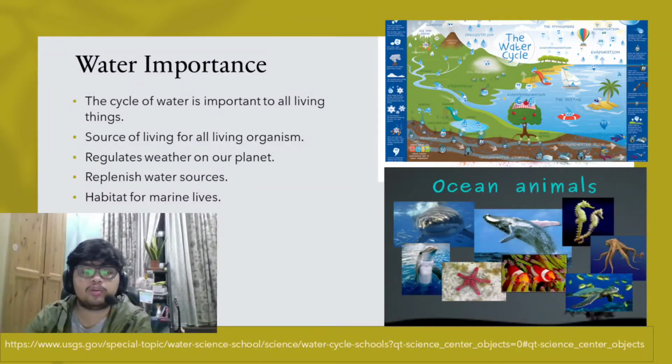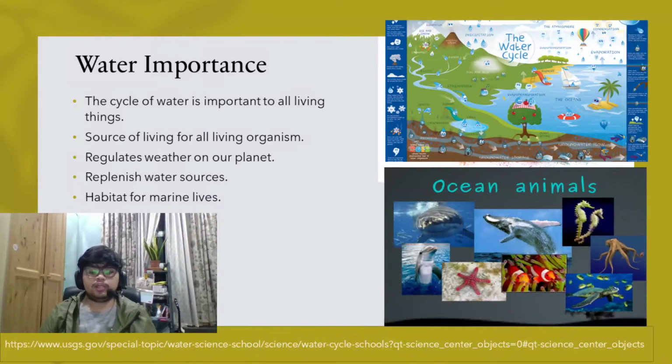I am going to talk about water importance today. The first one is the cycle of water is important to all living things. Whether we are human or animal, we depend on water to live. Humans use water to drink, bathe, and many more. Animals too. The second one, water is the source of living for all living organisms. We humans, if we don't drink water, we will die.